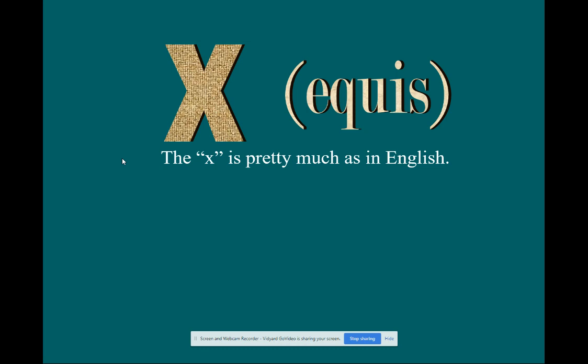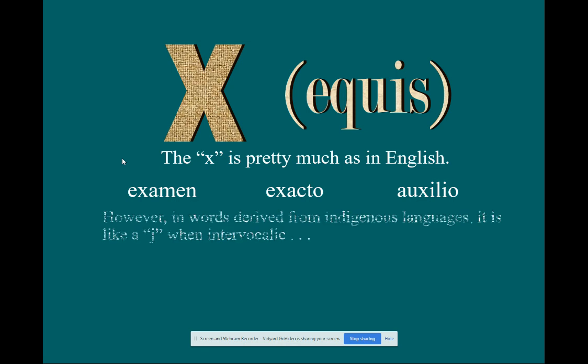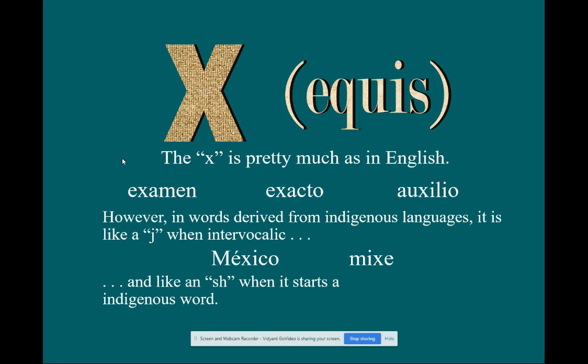X. The X is pretty much as in English. Examen, exacto, auxilio. However, in words derived from indigenous languages, it is like a J when intervocalic: México, mije. And it is like a SH when it starts an indigenous word: Xochimilco.